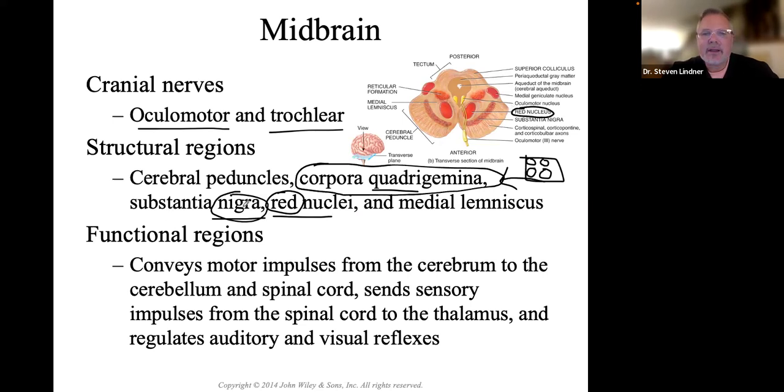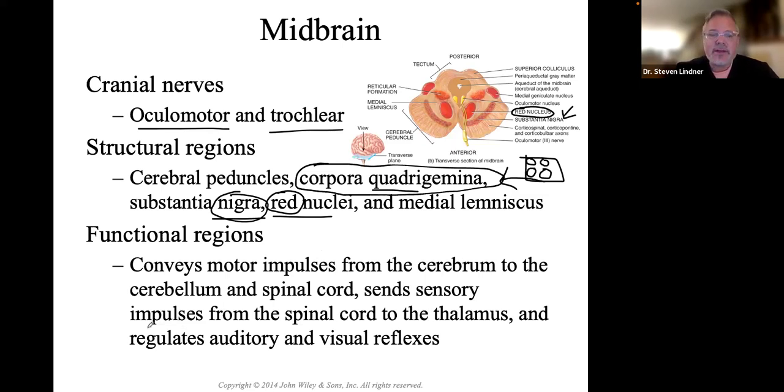And the black is substantia nigra, which means black substance. Okay. The functions of the midbrain is that it conveys motor impulses from the cerebrum to the cerebellum and the spinal cord. So it's definitely one of those relays.